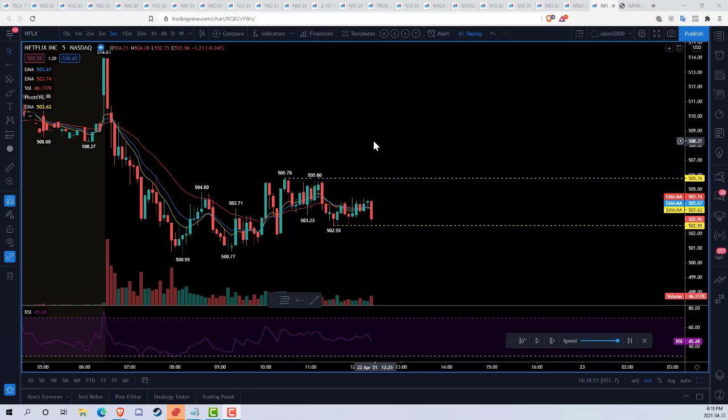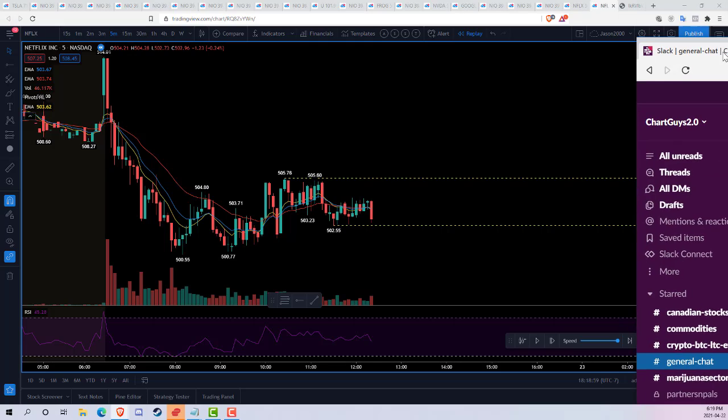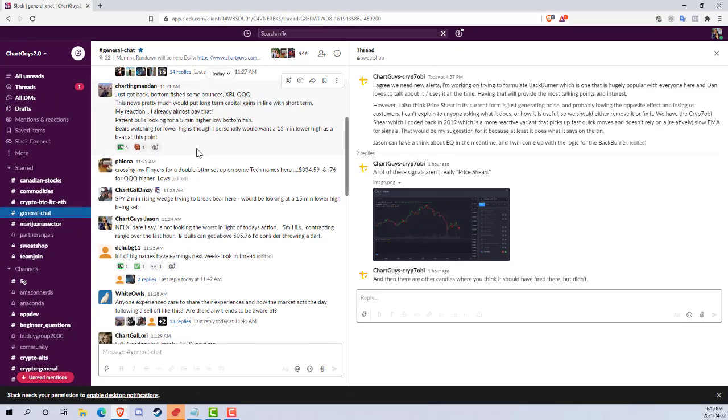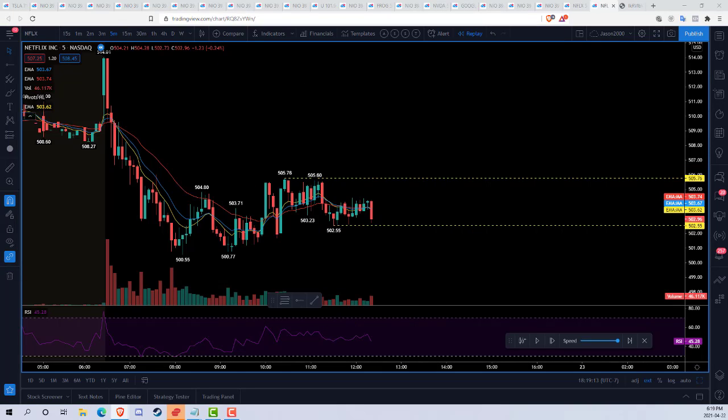So at this juncture in the chat room, I'm throwing this out, and it's really an if, and I'm really heavy on it. In fact, I even italicize it and make sure that everyone knows it's an if. Netflix, dare I say, if we get 5-minute higher lows, if bulls can get over 505.76, I consider throwing a dart. That's me saying, I'm going to see what we can do with this. Maybe we can get a trade out of this situation.